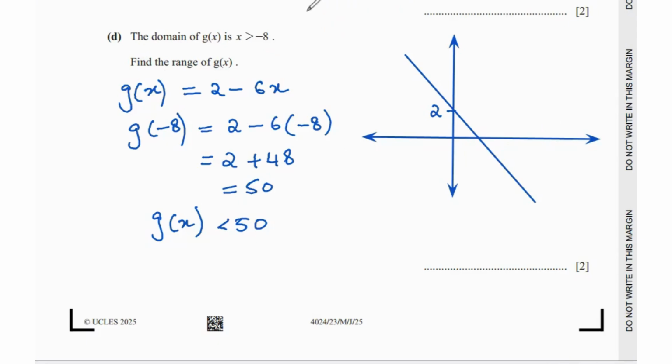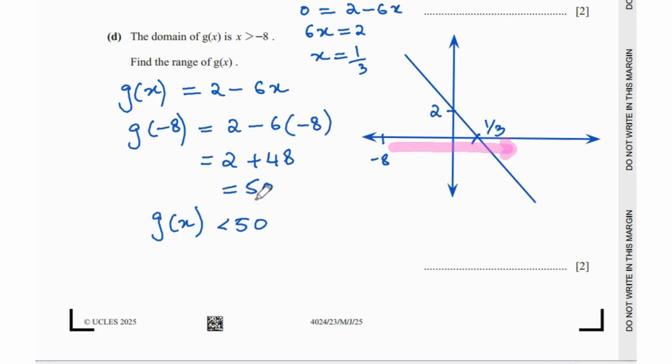And to find the x-intercept, we can put y equals 0. So 0 equals 2 minus 6x. 6x equals 2, and x is going to be 1 over 3. So this is your x-intercept. Now we said that x is greater than negative 8. So if we say negative 8 is somewhere over here, this is where the values are increasing towards. They're greater than negative 8.